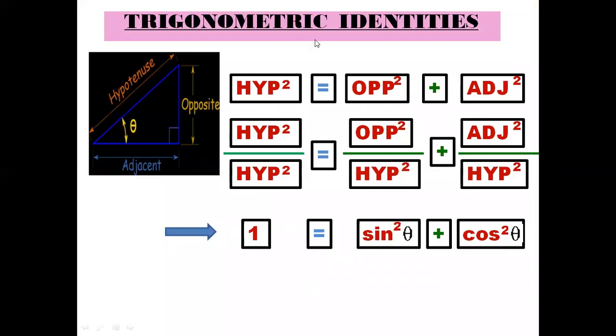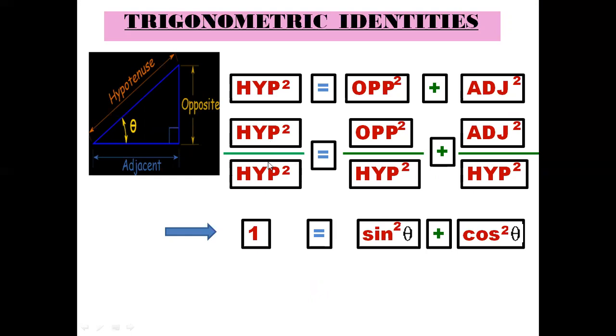Now we come to trigonometric identities. The first identity is sine square theta plus cos square theta equals 1. But how do we get it? We know hypotenuse square is given by opposite square plus adjacent square. That is, this square is given by opposite square plus adjacent square. Now we will divide by hypotenuse square on both left hand side and right hand side. So hypotenuse square by hypotenuse square equals opposite square by hypotenuse square plus adjacent square divided by hypotenuse square.